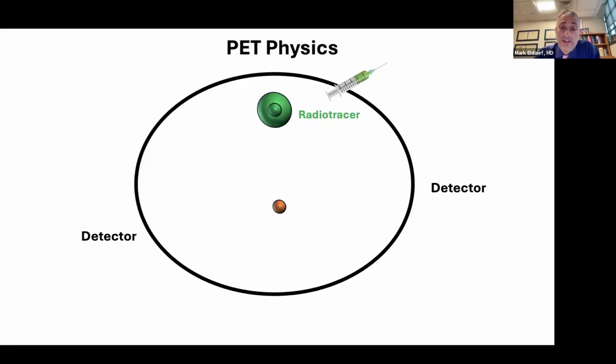And that's why it's called a radio tracer. These things are actually made in these fancy, very big machines called cyclotrons to make them radioactive. So what are the physics of what happens? Well, you get the injection of the radio tracer, which is radioactive. That goes throughout your body.